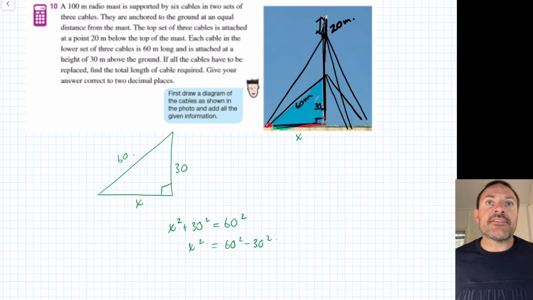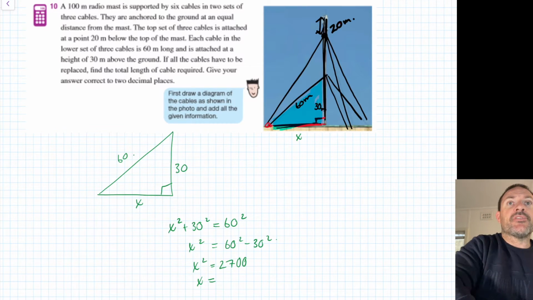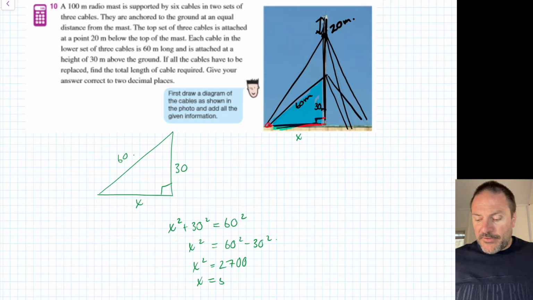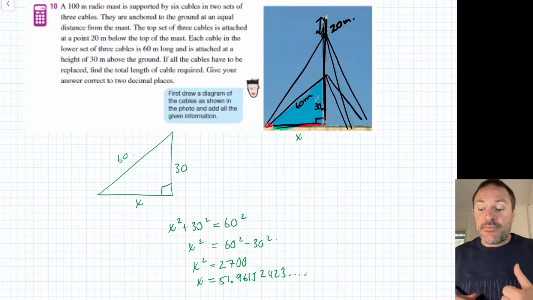I'm going to type in 60 squared. I'm going to do minus the 30 squared. Okay. And I come up with x squared equals 2700. I'm going to find out what x is equal to, knowing that it must be positive. So square root of 2700 equals 51.96152423... Again, important that this is a measurement question.